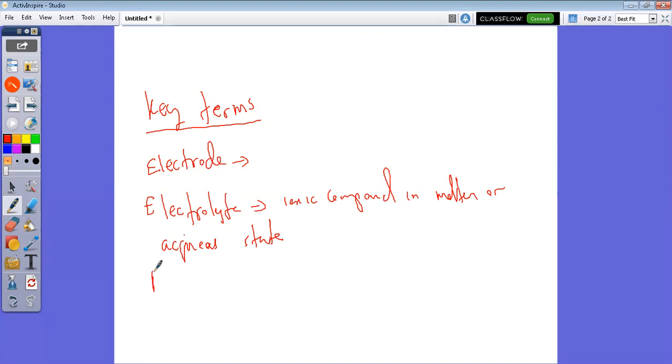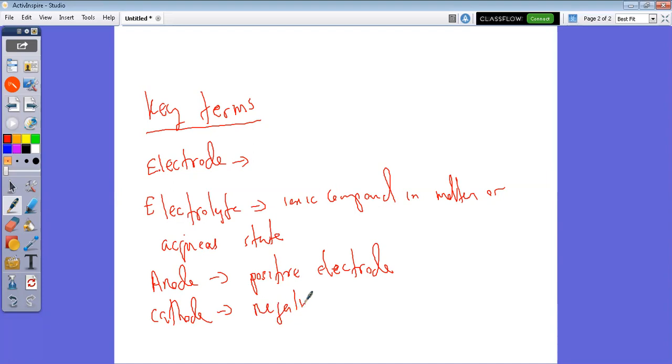Then the anode. Anode is the positive electrode. Then cathode is the negative electrode. Negative electrode is what we call cathode. Are we together?